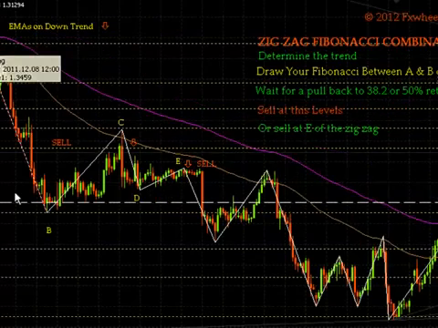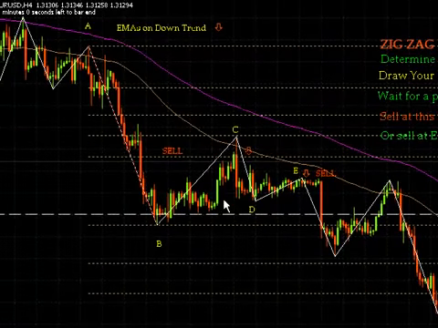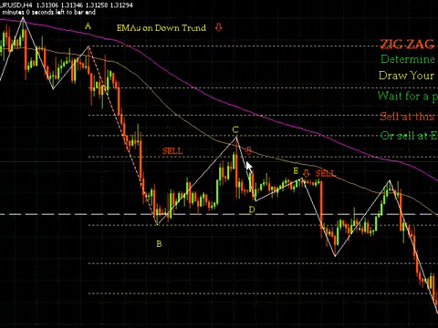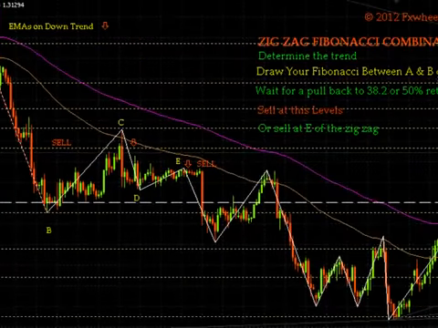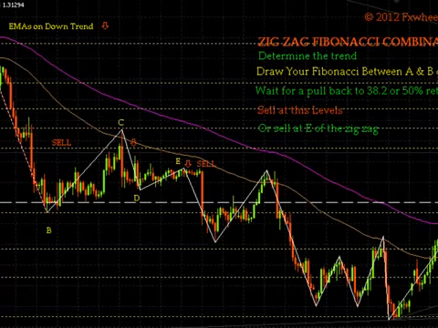A, B. So the first thing we can sell at 38.2%. This is the 38.2% retracement of this fall of this A and B of the zigzag. So we sell there. And if we are unable to sell there, we wait for the E, which is the ideal place using the zigzag rule. So the advantage of combining the two is that you will have a more clear signal.